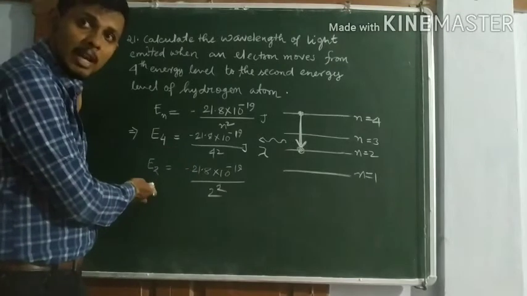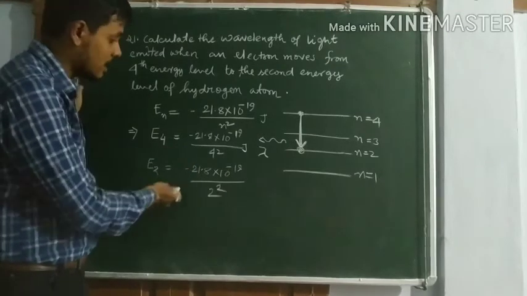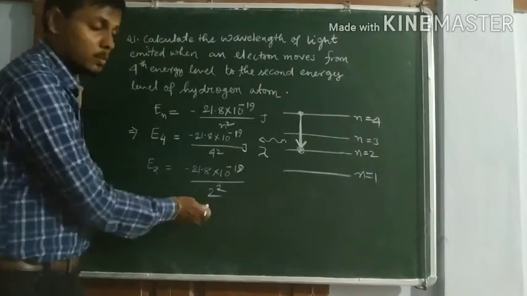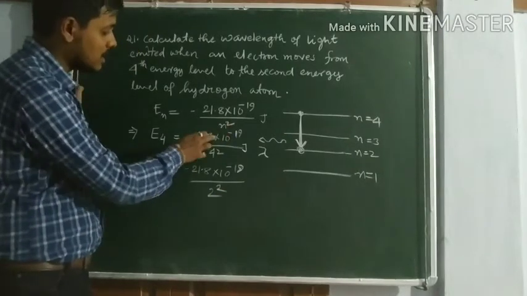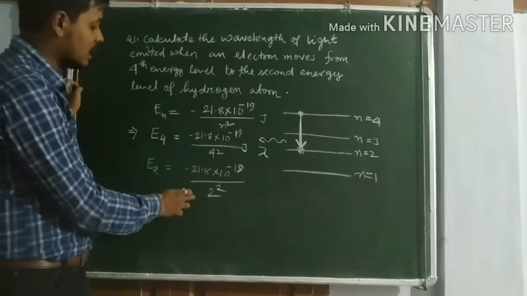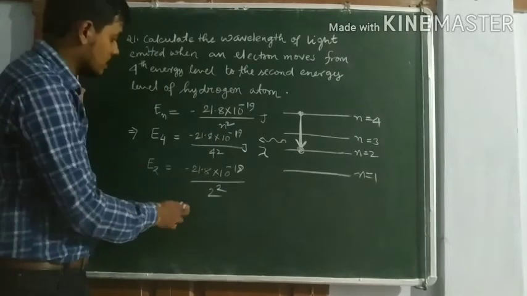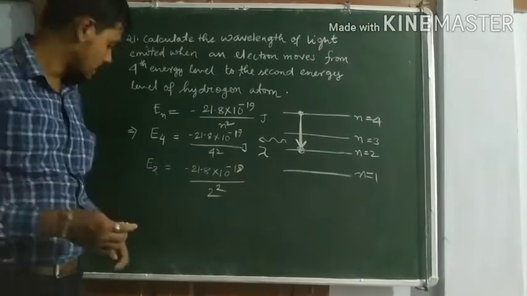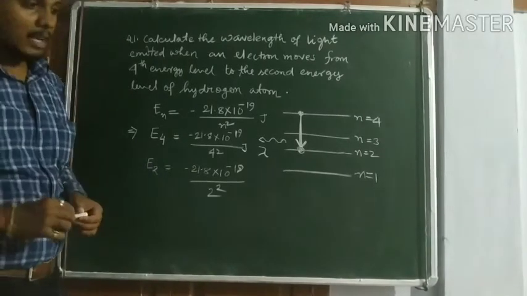For the second energy level, the energy is minus 21.8 into 10 to the power minus 19 by 2 square. So this is n square. For the fourth energy level, n equals 4. For the second energy level, n equals 2. So E4 and E2, these are the two energies that we will have in this case.